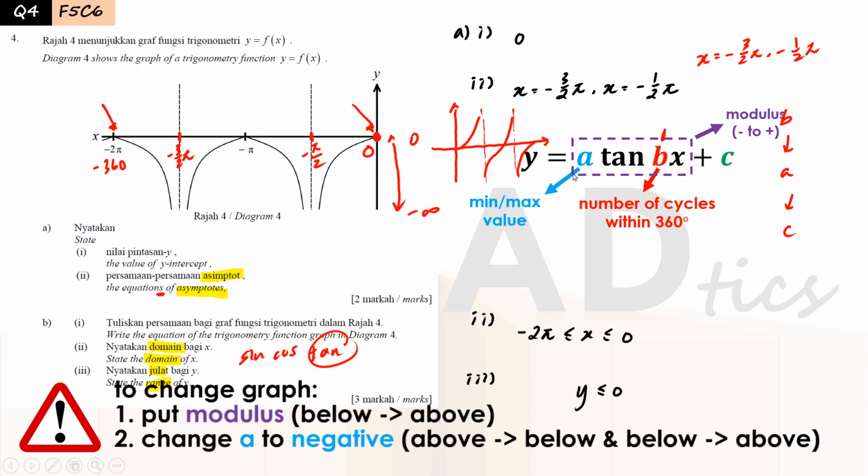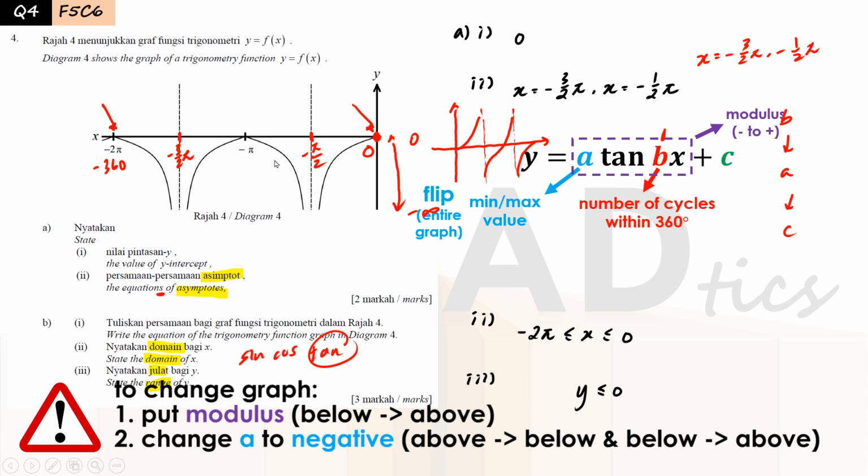Another thing is using the value of A. A helps us to find the minimum or maximum value, but if we change the value of A from positive to negative, it will flip the entire graph. So the parts which are above the x-axis will go below, and the parts which are below the x-axis will be above if we change A from positive to negative. So how do we use these two things to change the graph this way?